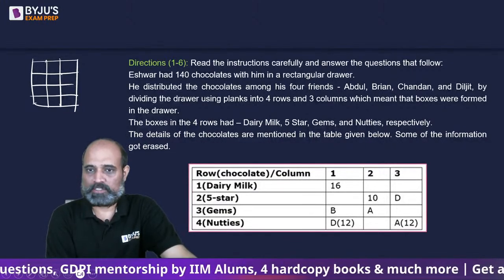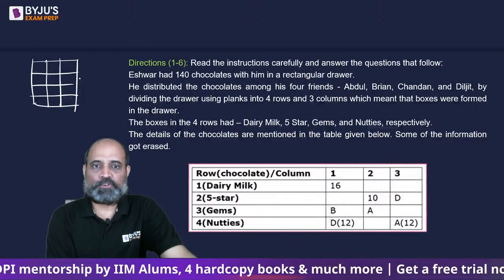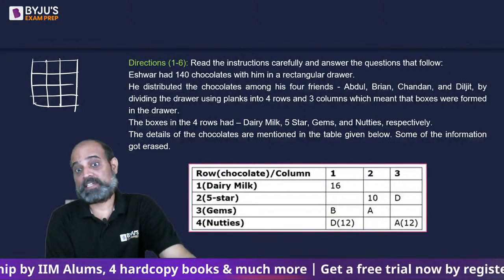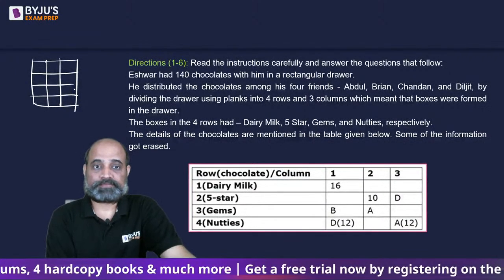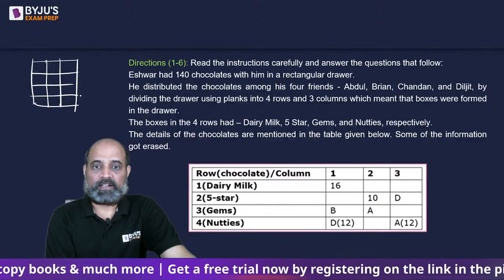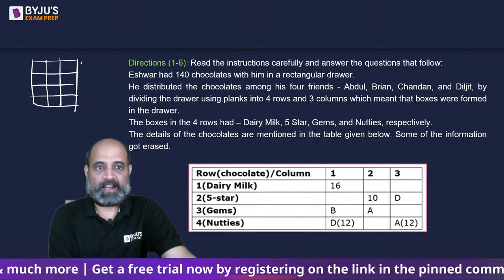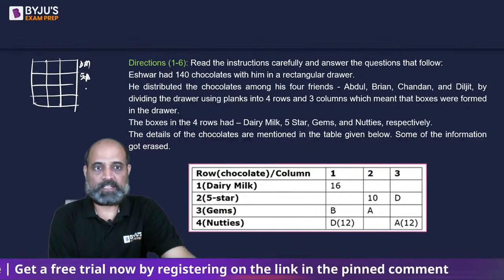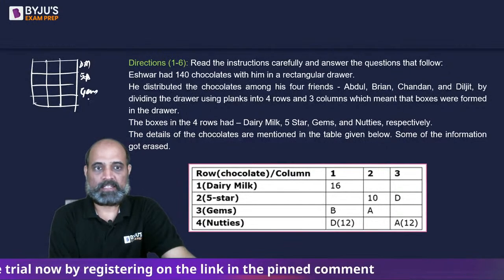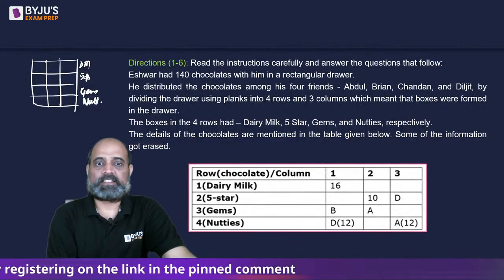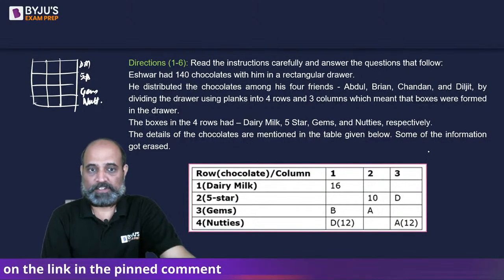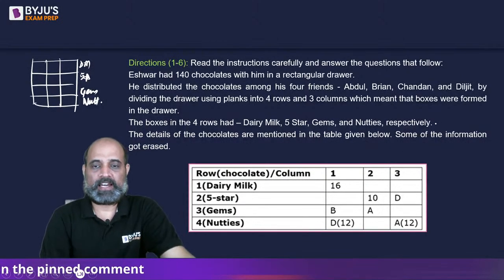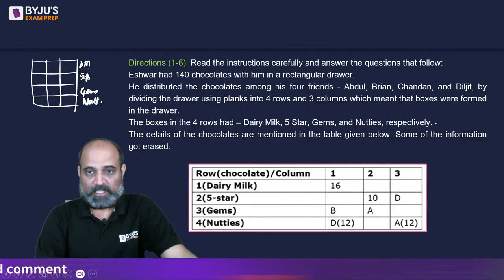These are 12 boxes. The boxes in the 4 rows had Dairy Milk, 5-star, Gems and Nutties respectively. So the first one had Dairy Milk, the next one had 5-star, the next one had Gems and the last one has Nutties. The details of the chocolates are mentioned in the table given below. Some of them got erased. So we have this particular table where some of the data is filled, right?